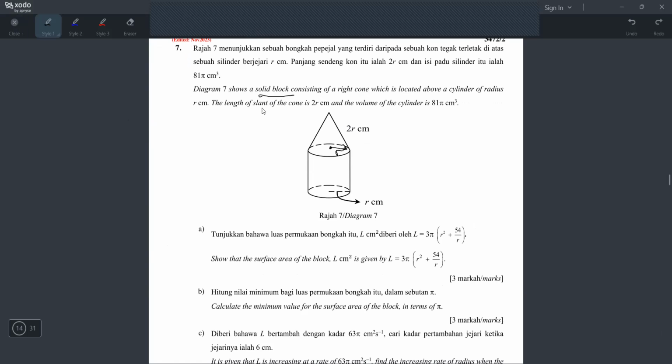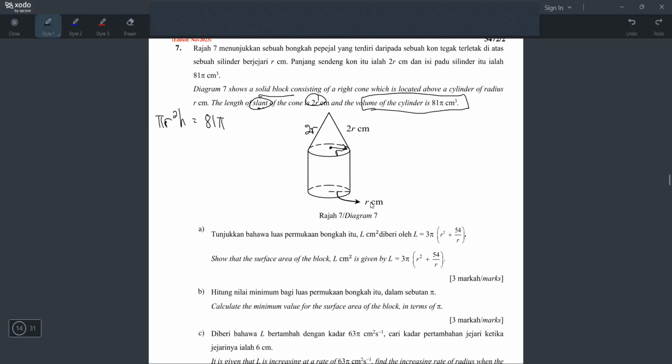And then the slant length of the cone is 2r. Okay, they already labeled for me, and this should be 2r also, right? Yeah. And then the volume of the whole cylinder is 81 pi. So let's write down. I'm sure this will be useful later on. So volume of cylinder only, it means pi r square h. Okay, straight away write down pi r square h equals to 81 pi, because the formula for volume of cylinder is pi r square h, right?